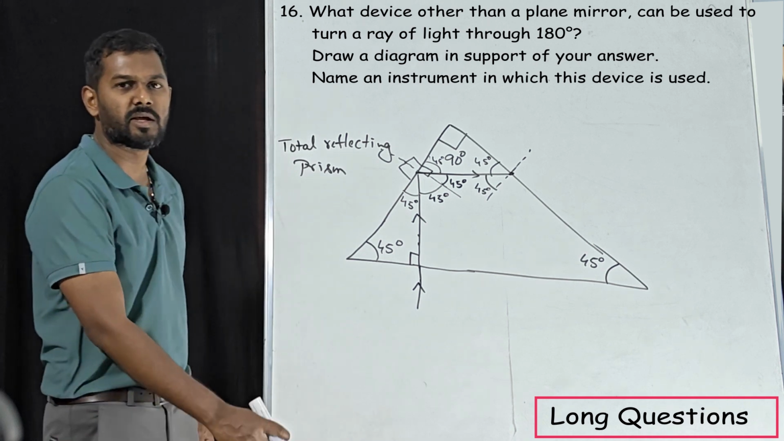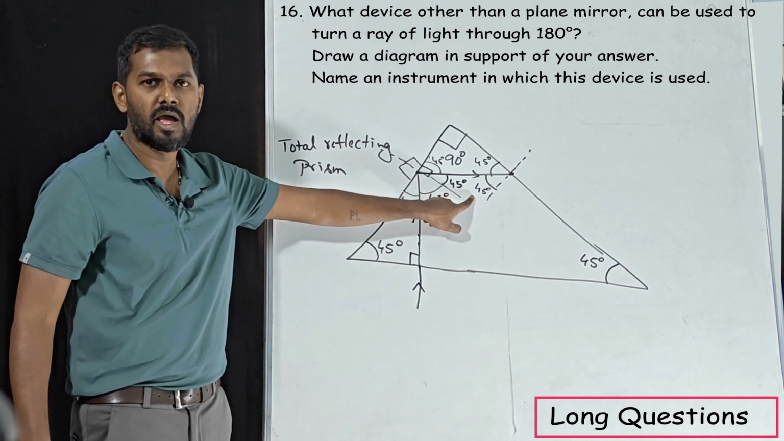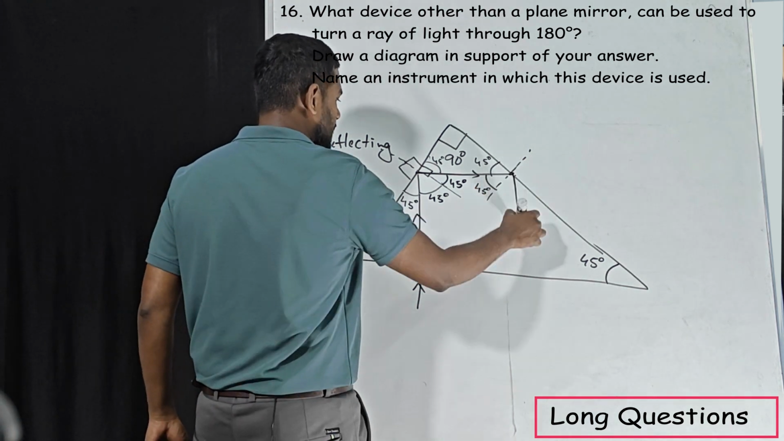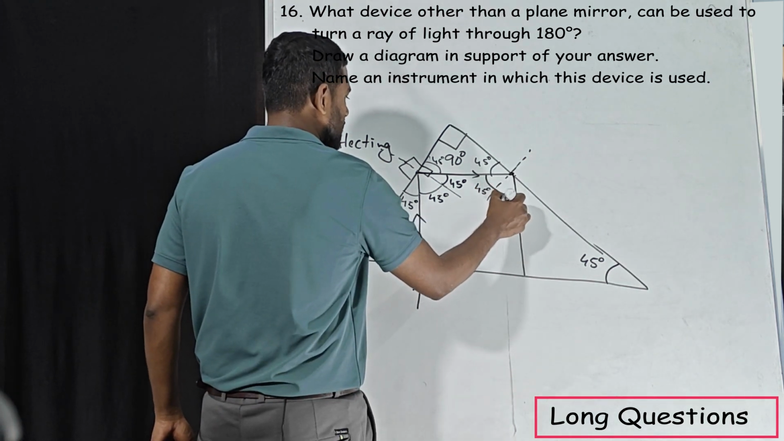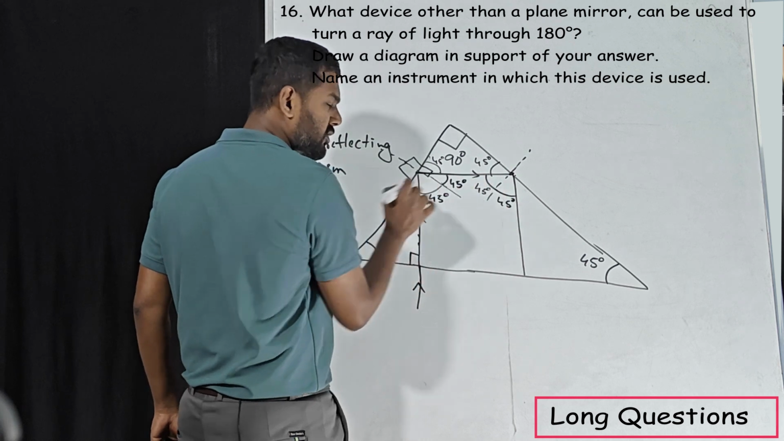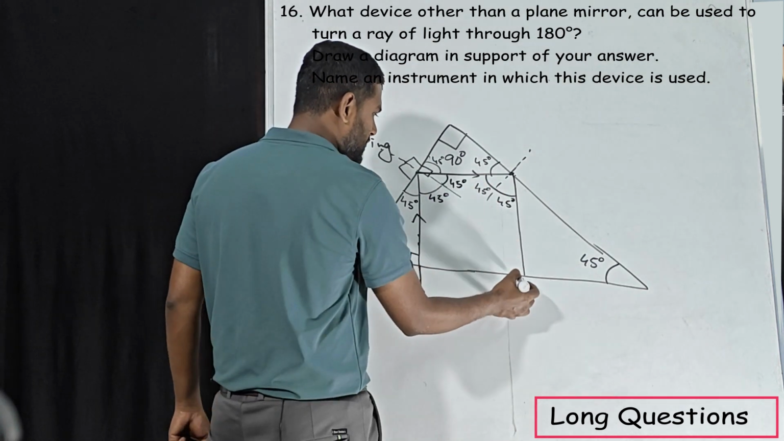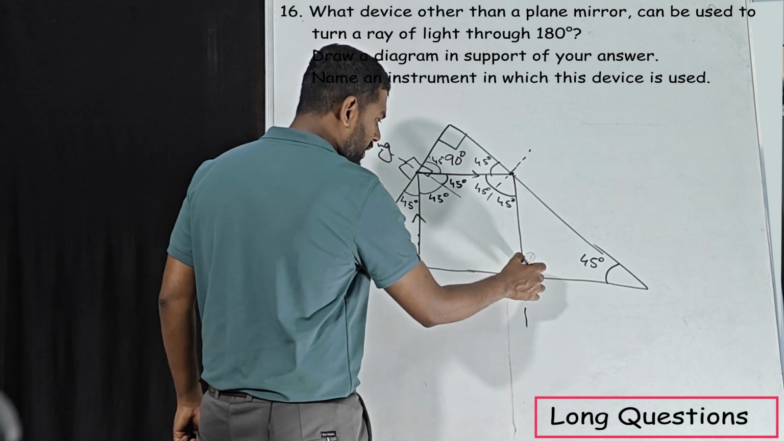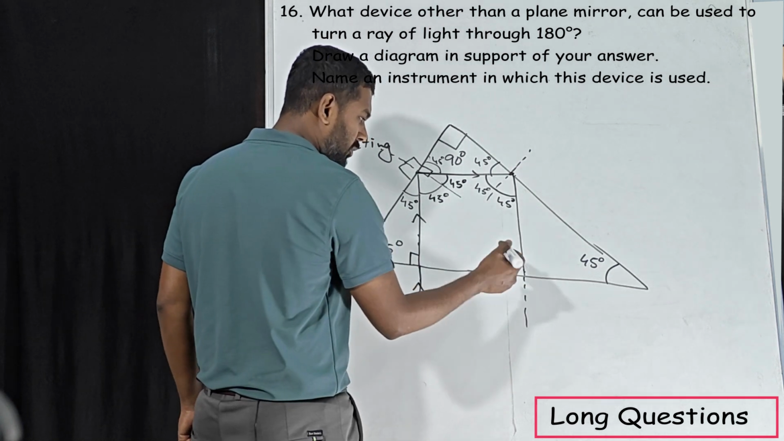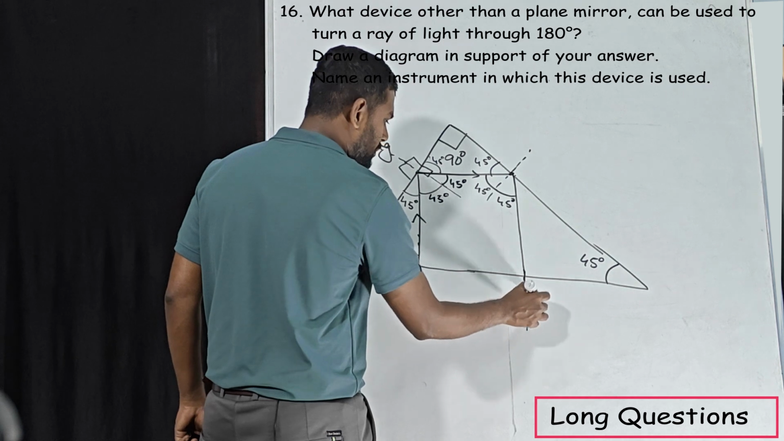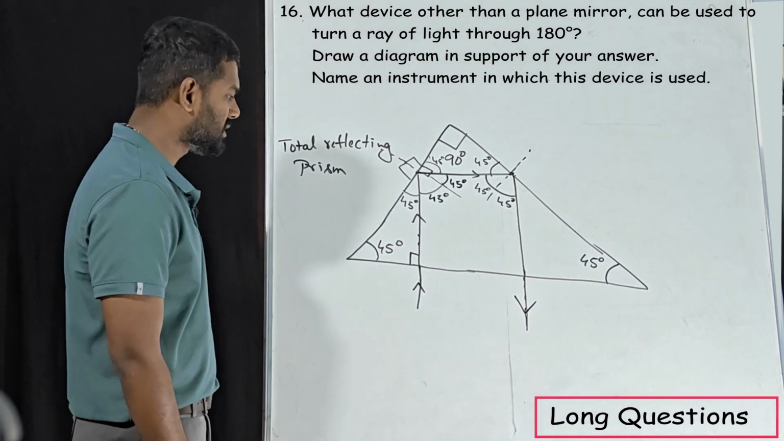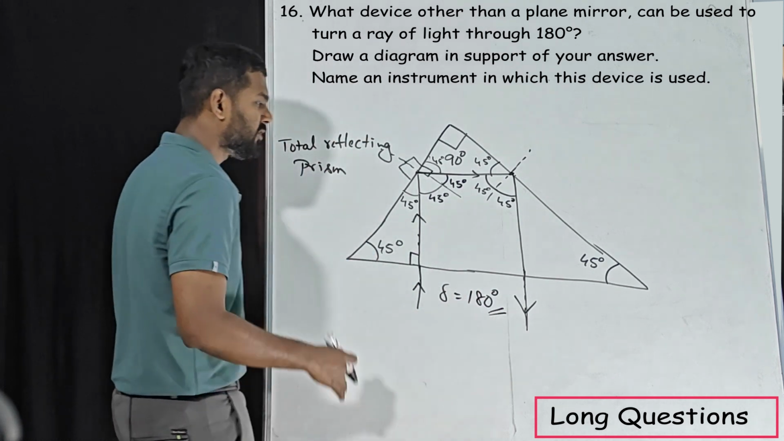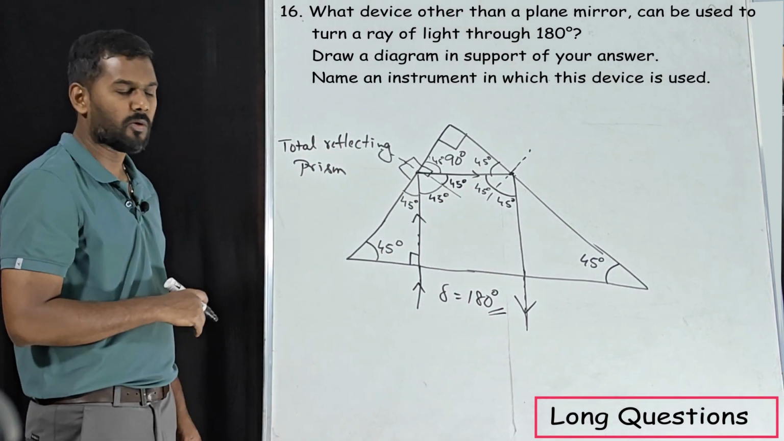If the angle of incidence is more than the critical angle, there is total internal reflection with the same angle, because reflection means angle of incidence will be equal to angle of reflection. So it is passing straight. Keep the protractor here, draw the normal. Now the incident ray and the normal are the same, so it passes without deviation. So here the angle of deviation is equal to 180 degrees. If it is taking a U-turn, deviation will be 180 degrees.